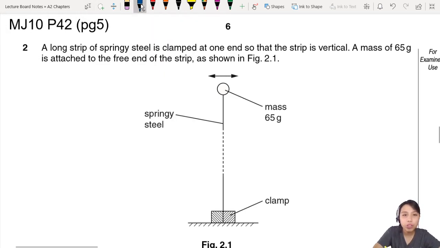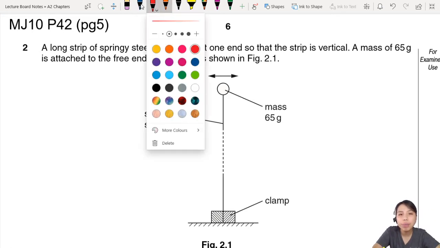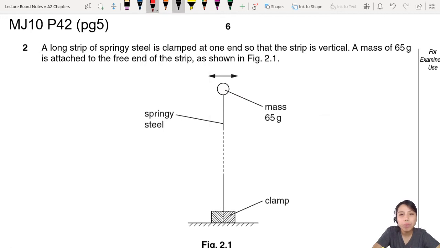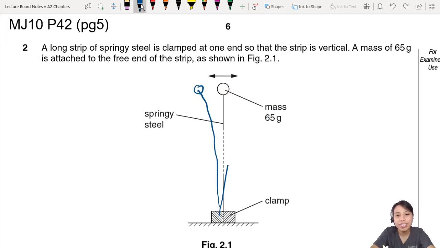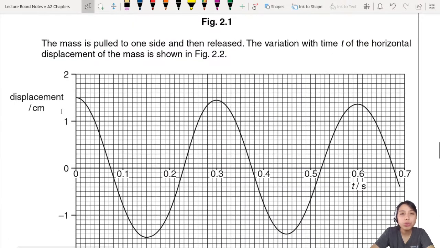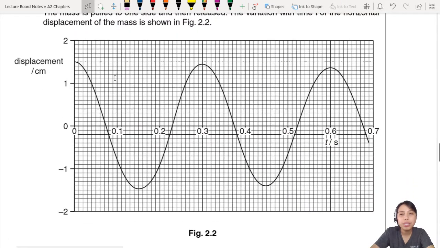A long strip of springy steel is clamped at one end so the strip is vertical. A mass of 65 grams is attached to the free end of the strip as shown. Okay, so this thing is going to wobble back and forth. But anyway, what's going on here? The mass is pulled to one side and released. The variation with t of the horizontal displacement is shown.